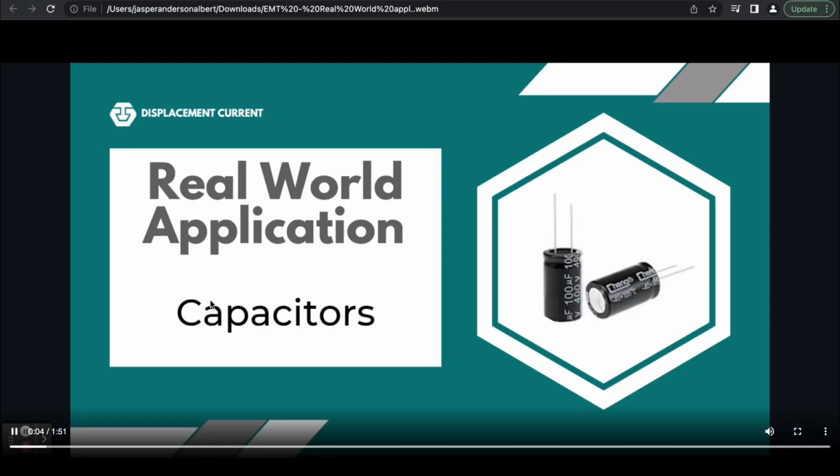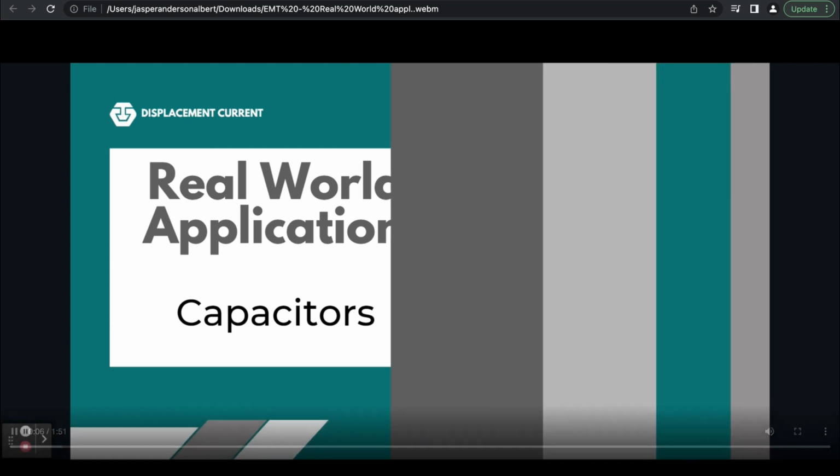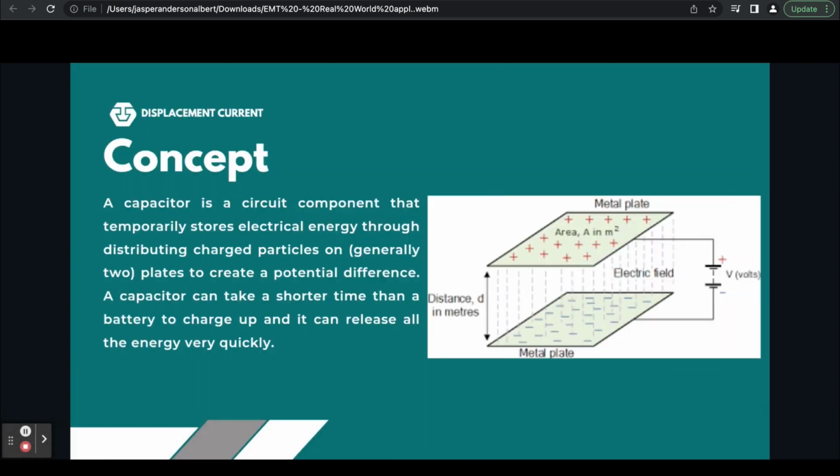Okay. Design and usage of capacitors. A capacitor is a passive electronic component that stores electrical energy in an electric field. It works by distributing charged particles on generally two plates to create a potential difference. A capacitor can take a shorter time than a battery to charge up, and it can release all the energy very quickly.